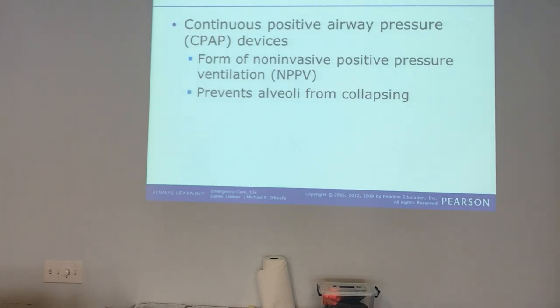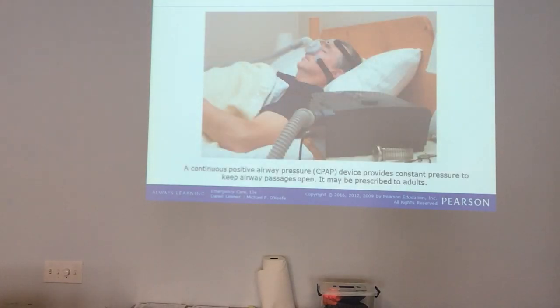So if there was a test question about how CPAP works, and it's continuous positive airway pressure, that would probably mean that when a patient breathes in, there's pressure, and when a patient breathes out, there's still pressure, right? Because it's continuous positive airway pressure. And what that positive airway pressure does is it prevents the alveoli from collapsing. Okay, so here's an example of a CPAP machine.